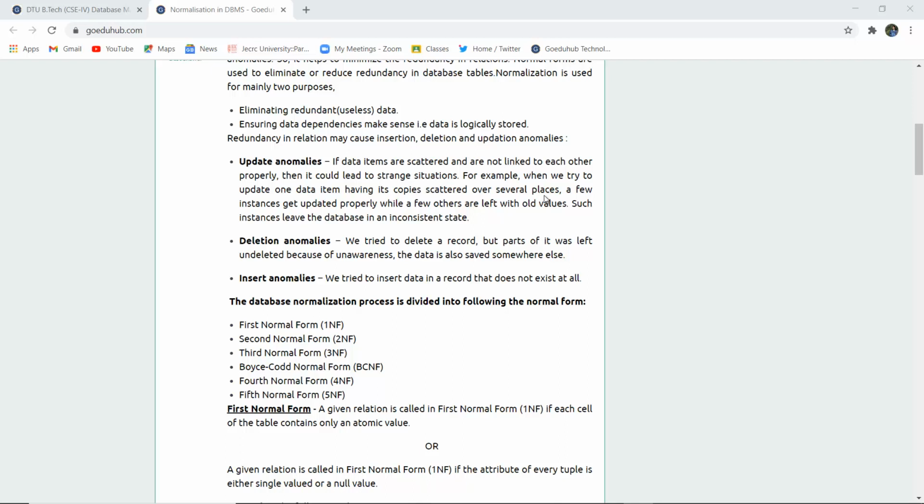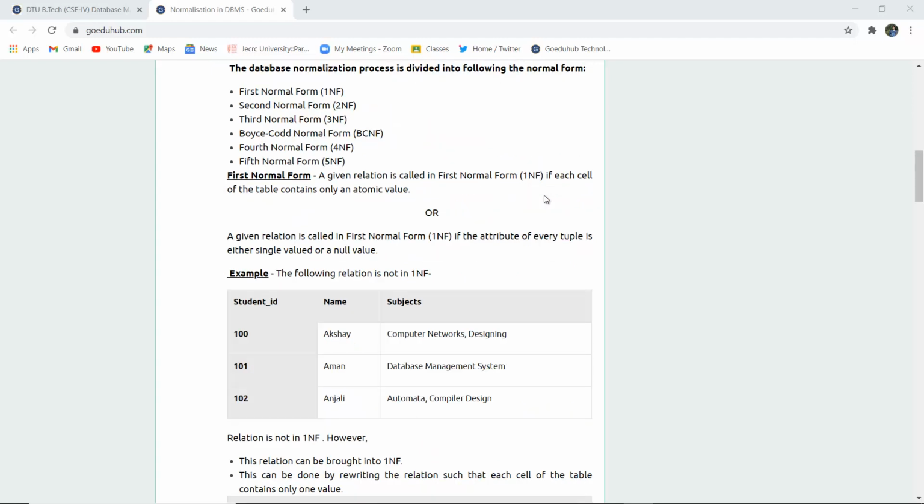Similarly, deletion anomalies. If I have deleted a pertinent record and the same part of that record is stored in another table, and without my awareness it is left undeleted, then the data is still saved somewhere else. That is known as a deletion anomaly, and it is handled with the help of normalization so that deletion can be made in all the particular records.